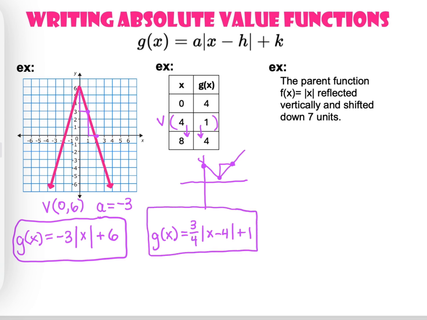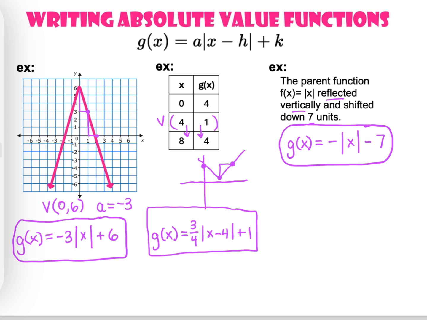And this one is just giving us the transformation. So do you know what shows up if you have a vertical reflection? And do you know what shows up if you're shifting down by 7? The vertical reflection just means there's a negative out front. You could put -1 if you wanted to, or just a negative. And we're shifting down 7, so that would be the number that's on the outside.